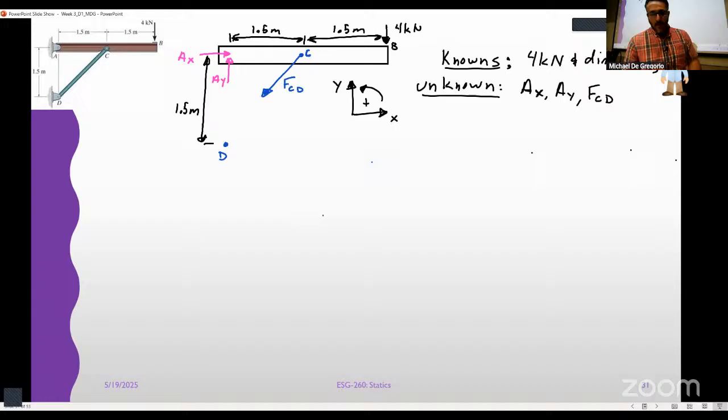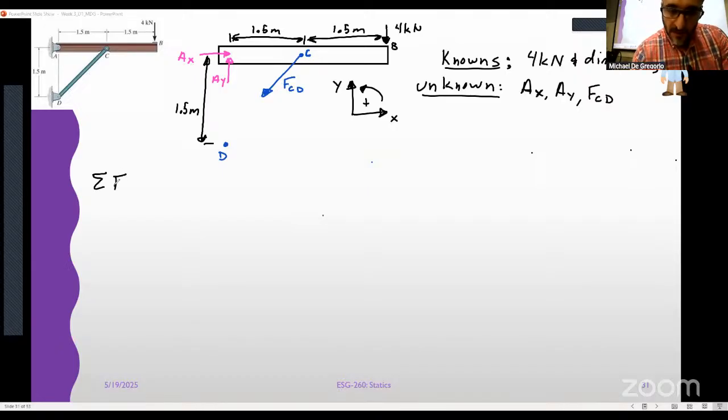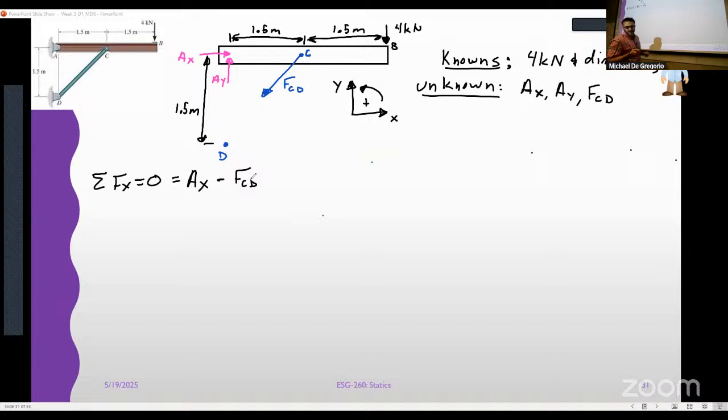X, all right. Well, first I gotta put the pen on first. That would help. So we sum the forces in the X direction. Set that equal to 0. That equals 0. We got AX minus FCD, the component in the X direction. What's the component of FCD in the X direction? Sure, FCD cosine of theta, right?